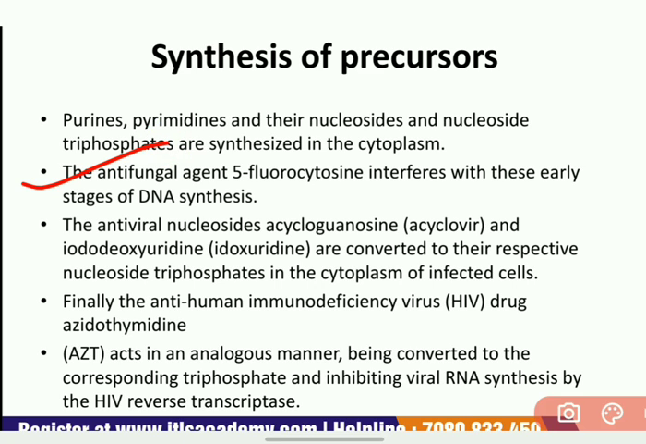The antifungal agent, that is 5-fluorocytosine, interferes with these early stages of DNA synthesis. Through conversion to 5-fluorouracil, then to 5-fluorodeoxyuridylic acid, it blocks thymidylic acid production through inhibition of the enzyme thymidylate synthetase.